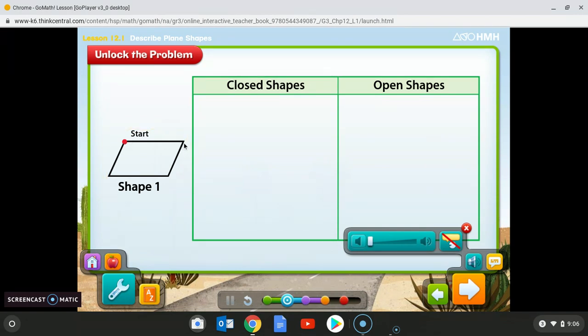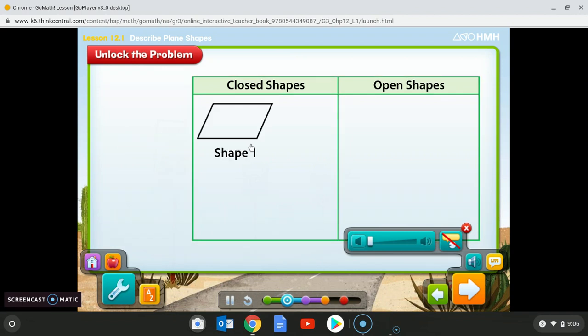Let's see. 1, 2, 3, 4 corners. So the start and end point are the same. We also see that there are no openings to this shape, which means it's closed. Closed and open shapes mean the same thing. Let's look at this shape.